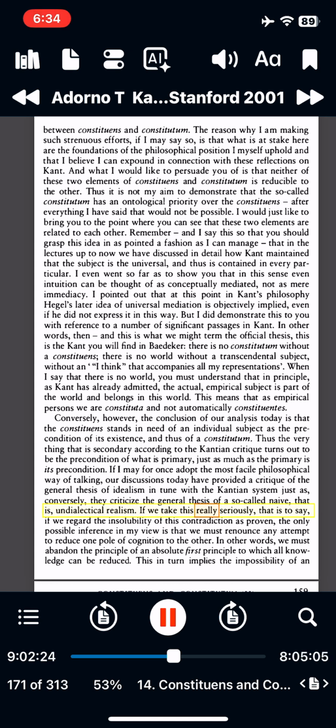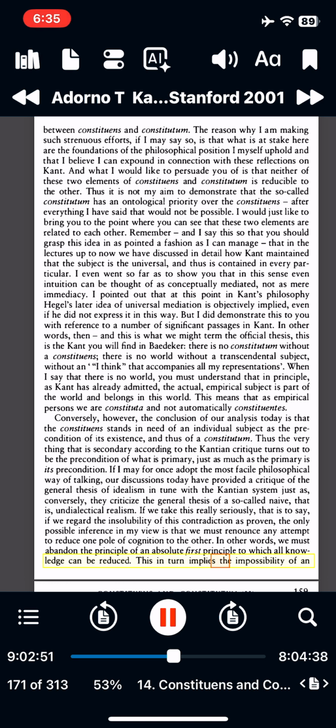If we take this really seriously, that is to say, if we regard the insolubility of this contradiction as proven, the only possible inference in my view is that we must renounce any attempt to reduce one pole of cognition to the other. In other words, we must abandon the principle of an absolute first principle to which all knowledge can be reduced.